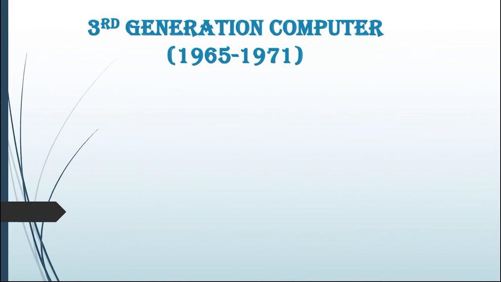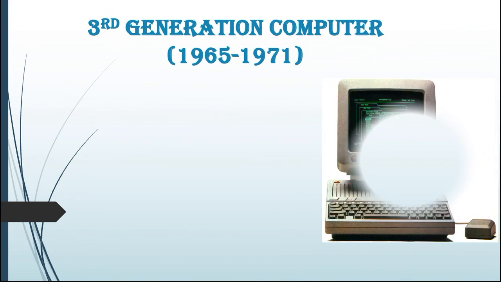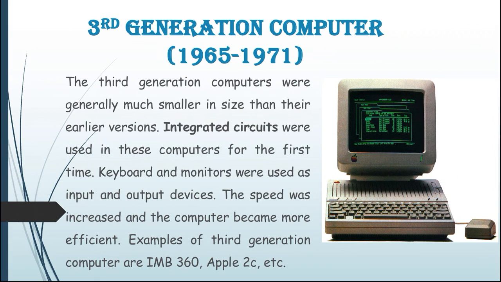Then we have third generation. It started from 1965 to 1971, and this generation had integrated circuits. Smaller in size: first of all we had vacuum tubes, bigger. Then we have transistors, a bit smaller. Now we have integrated circuits, way smaller. Now you'll start seeing that this is somewhere close to the computer.